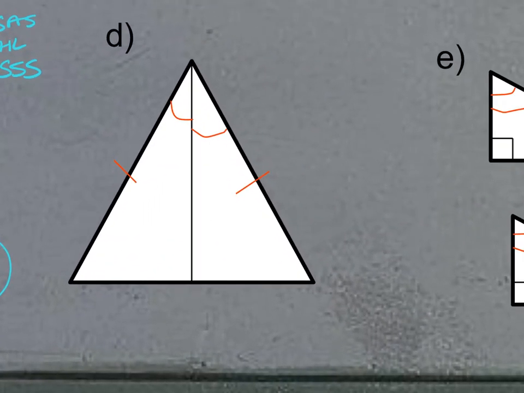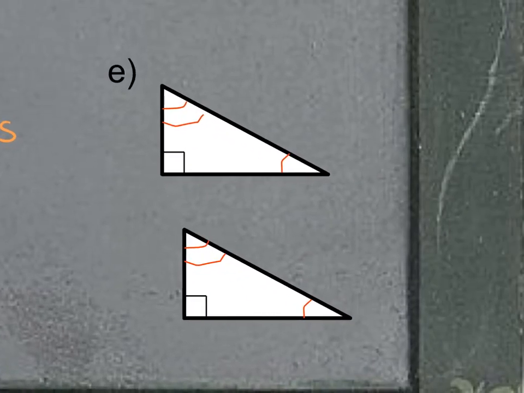How about D? What is this? Side, angle, side. So you've got the 2 sides on the outside, the reflexive side down the middle, and then the angle where they meet. And E?